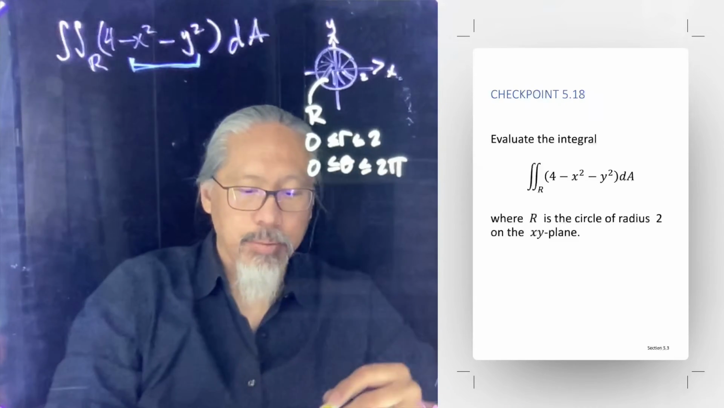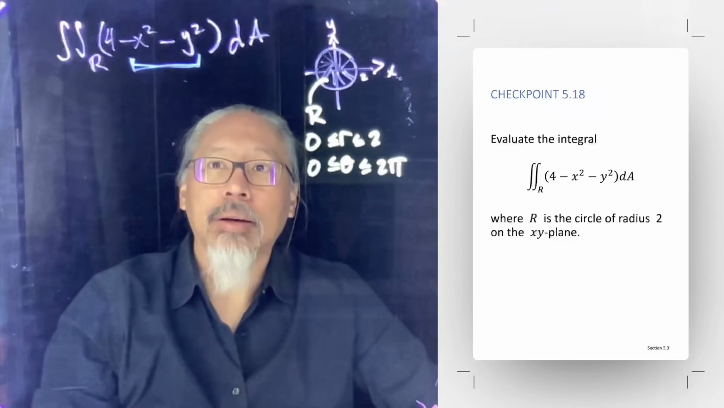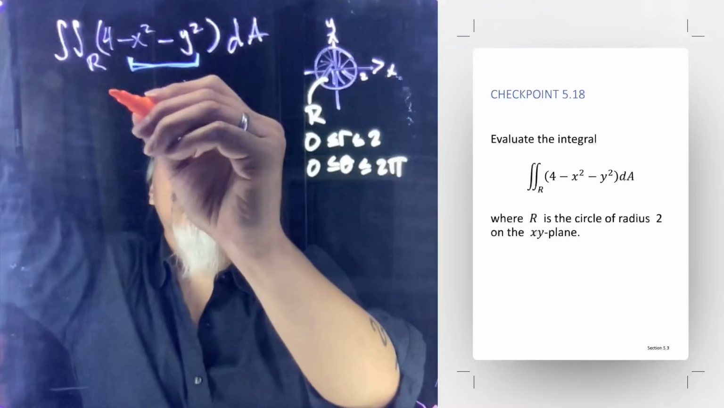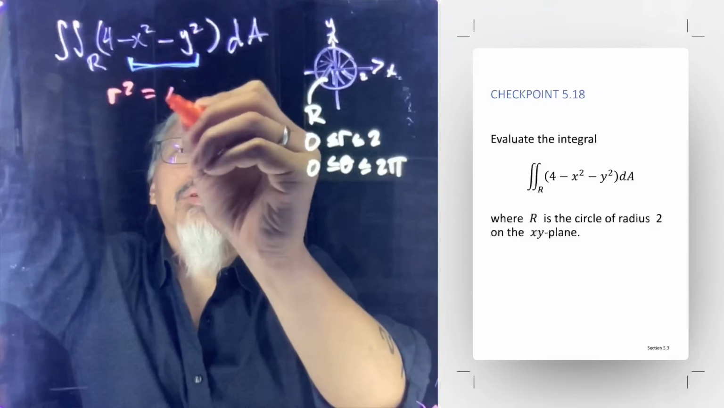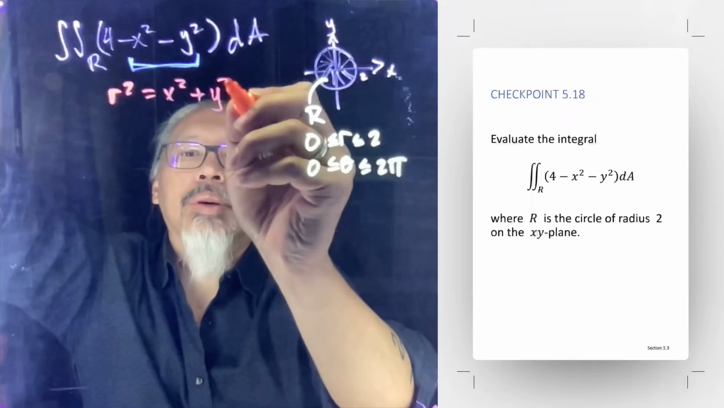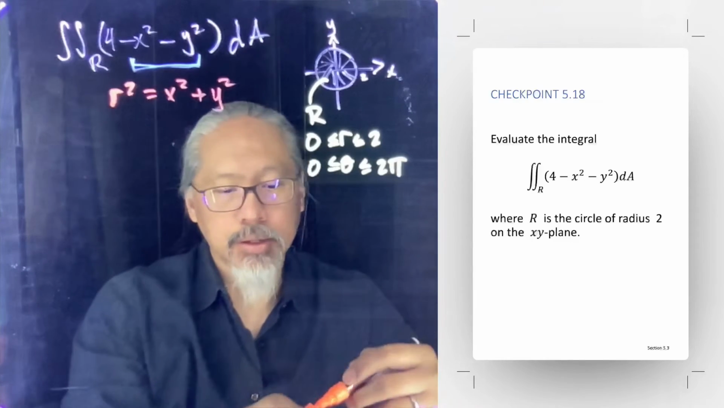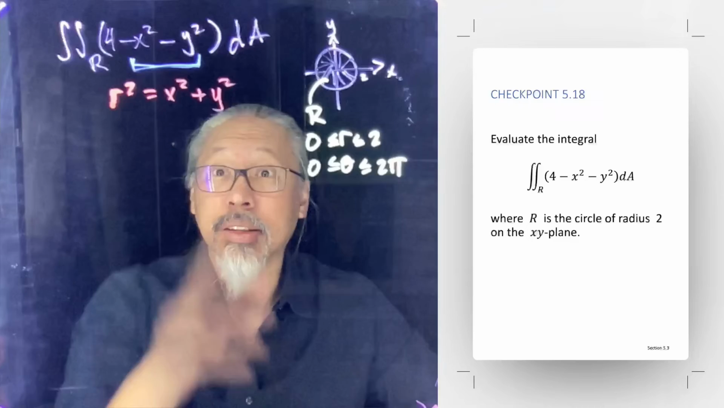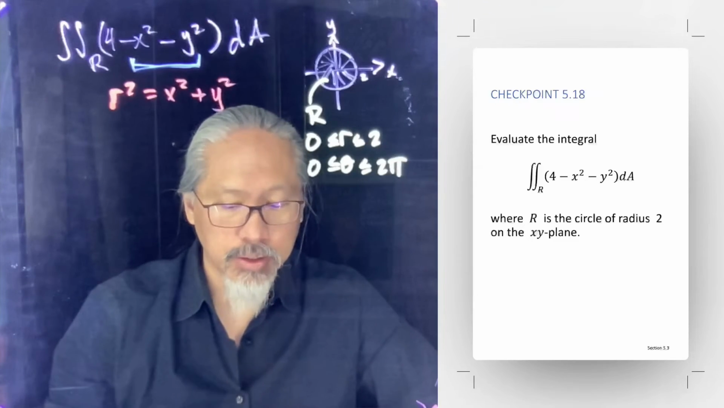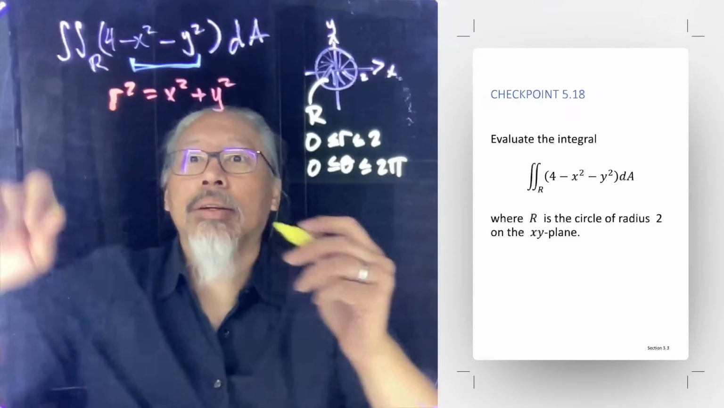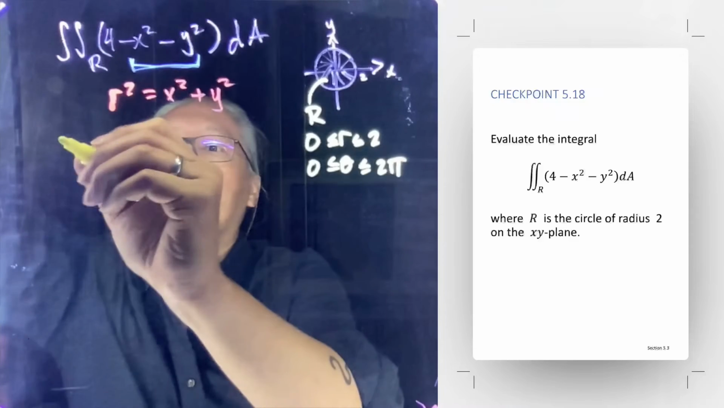And so we remind ourselves that r squared is equal to x squared plus y squared. And so we have both x squared and y squared negative, so this is essentially negative r squared. And then we can set this up.